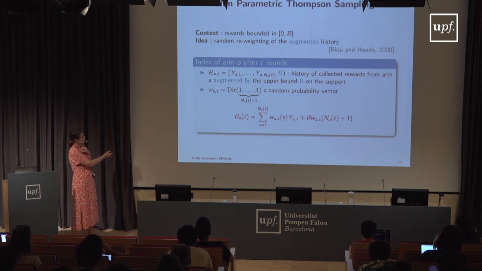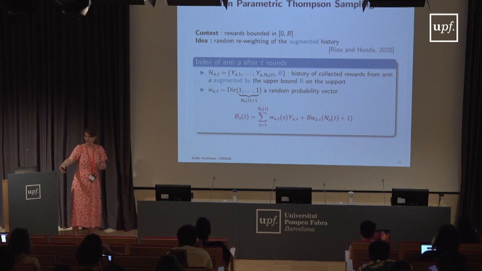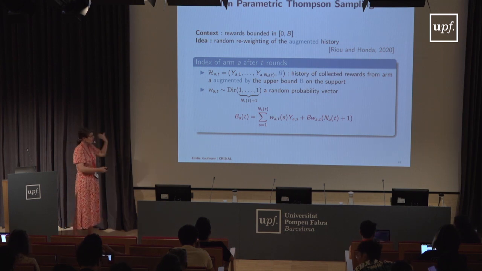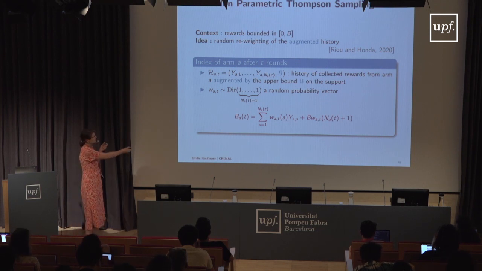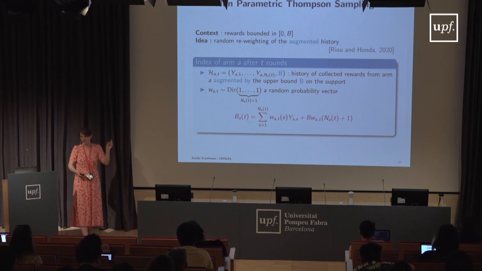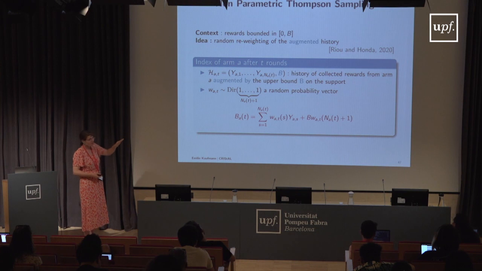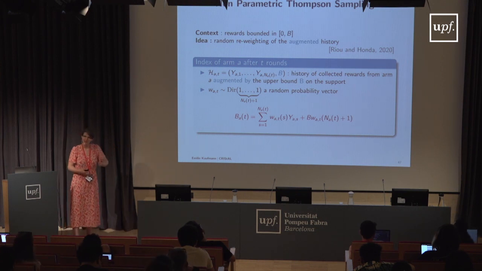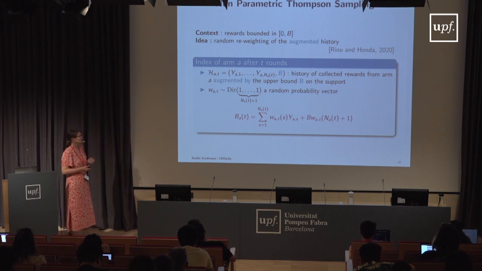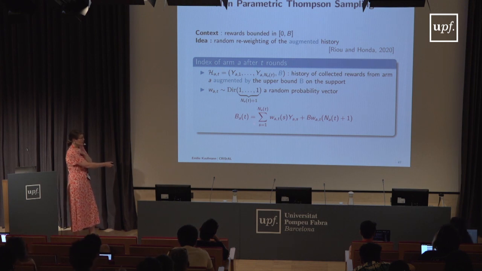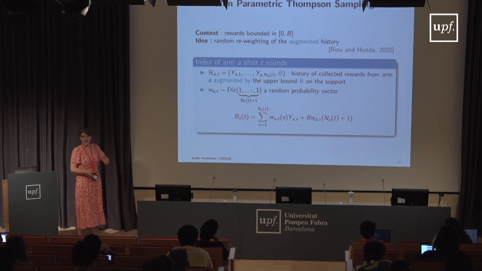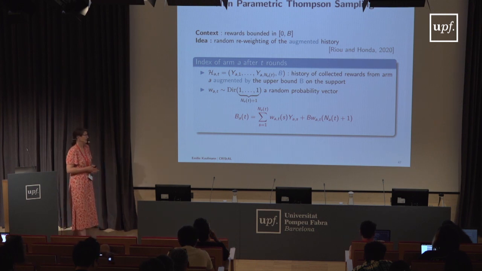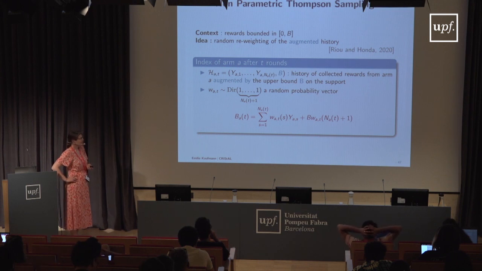So if you have, at time t for arm a, these N_a rewards you collected, you pretend that you also collected one more reward which was equal to B. And then you reweight them at random, meaning concretely you draw a random probability distribution supported on N_a plus 1 points. So this is called the Dirichlet(1, 1, ..., 1) distribution, with N plus 1 ones. And actually, it gets a bit nasty to sample from when N gets large. So this is a computational bottleneck of these methods. And then you compute the empirical mean, but not with weight 1 over N for each sample, but with weights given by what was drawn in your probability vector. So this is a pretty nice idea in my view.